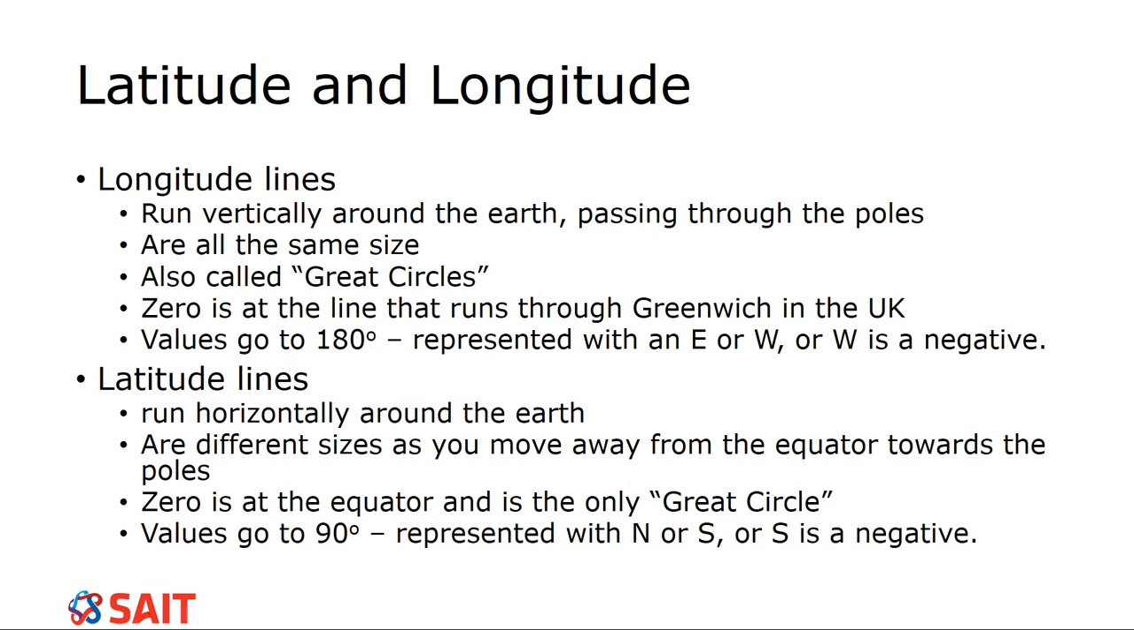Latitude lines run horizontally around the Earth. Like I said, they're different sizes as you move away from the equator towards the pole. Zero is at the equator, and the equator is the only great circle. The rest of them are smaller. They don't actually cut the Earth in half. The values for latitude go up to 90 degrees instead of going to 180, because it's really just a straight line up and down, even though it's curved. We represent each value as north or south, and if we are going to use just a numerical value, south is represented as a negative.